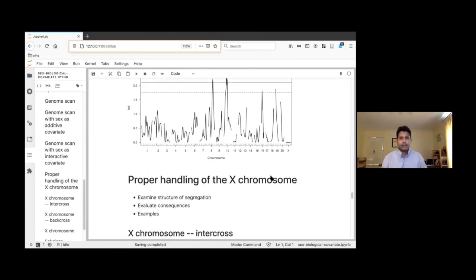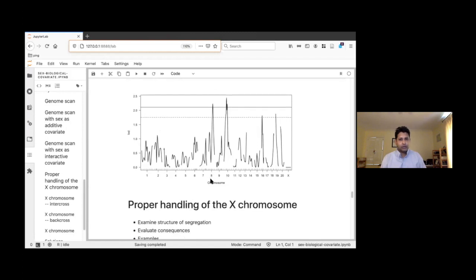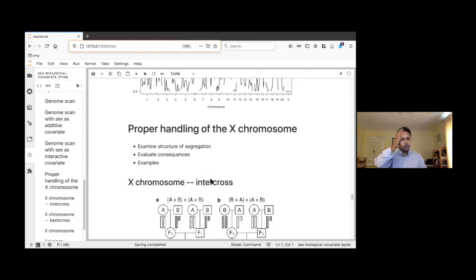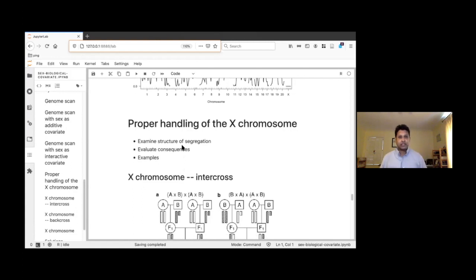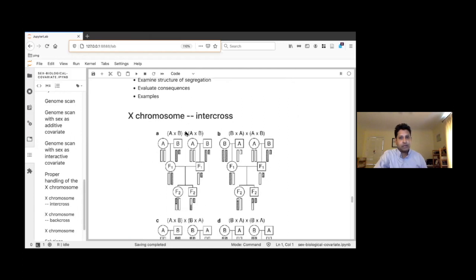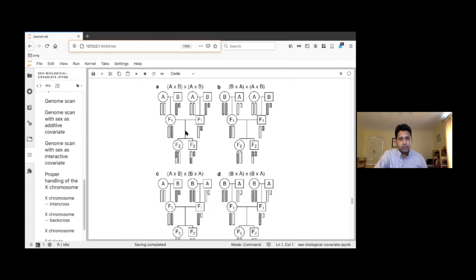So now let's look at the other case. All of this is good for autosomes, but what about the X chromosome? For X chromosomes, we have to look a little more carefully at the structure of the X chromosome, evaluate the consequences, and then look at the examples. So this is now a figure from a paper by Karl, who kindly figured it out for all of us. So let me make this slightly smaller.